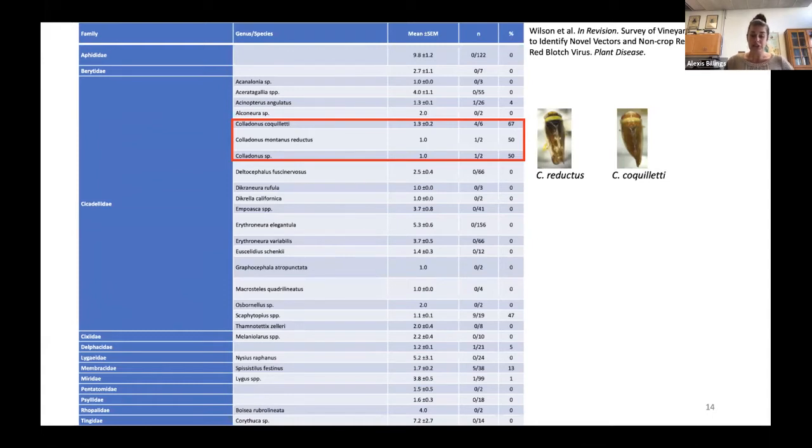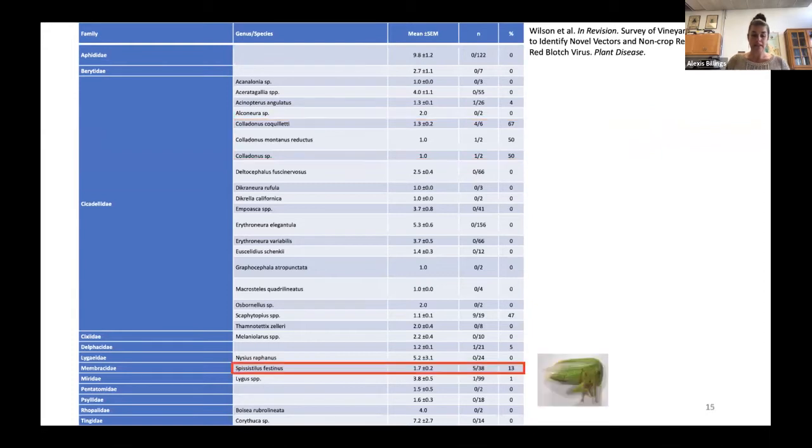So this is what I mentioned earlier about that first step, which is to be found in the vineyards, which these two are, but in very low numbers. So if these two are vectors, they would not account for the current spread at the population numbers that we found them at. The next leafhopper we have is three-cornered alfalfa hopper, or affectionately called tica. Here we see that 5 of the 38 found tested positive for red blotch, giving us a 13% infection rate. Not as high as the Colodonus species, but tica is more commonly found in the vineyards.